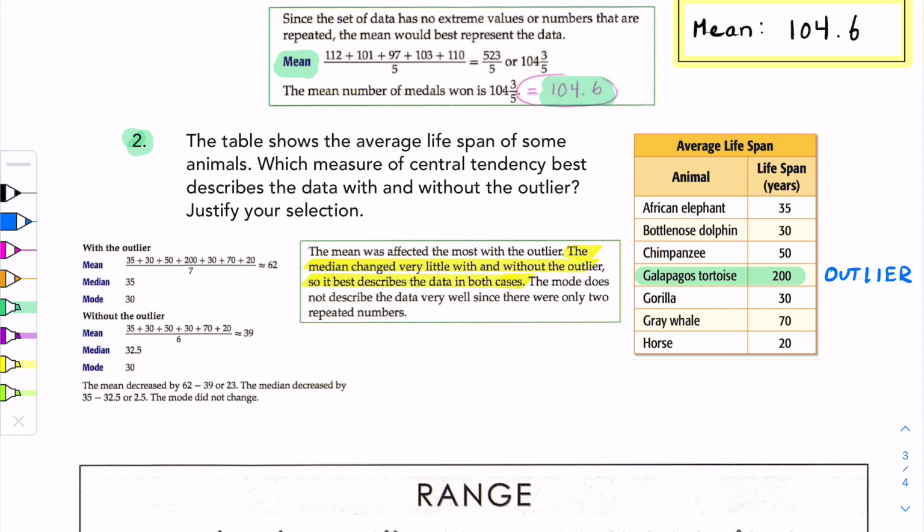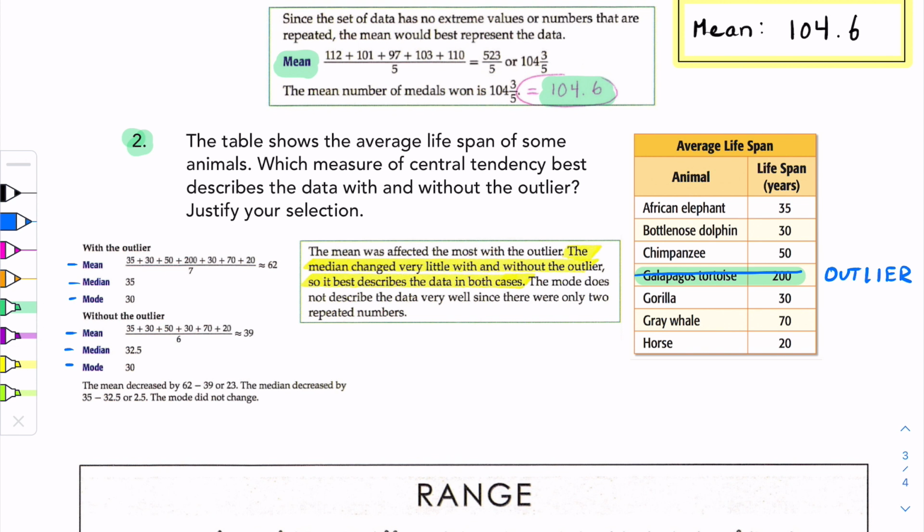So what I did, just to save us a little time instead of going over the same thing over and over, is I left the number 200 in, and I typed out what the mean, median, and mode would be. Then I took the outlier out, so without the outlier, I removed the number 200 completely. I just crossed it right off the list, and I found the mean, median, and mode. And then I analyzed what I'm looking at.